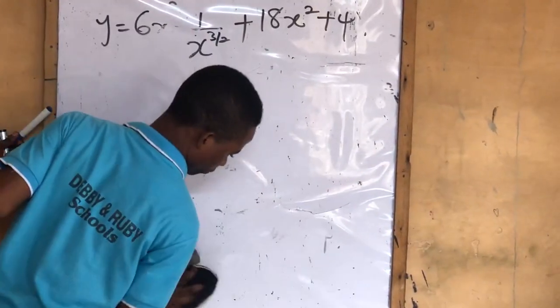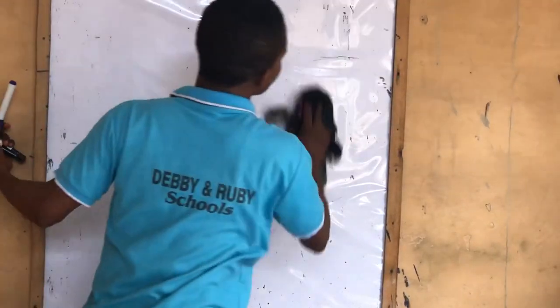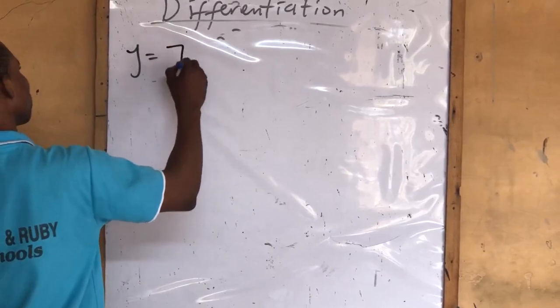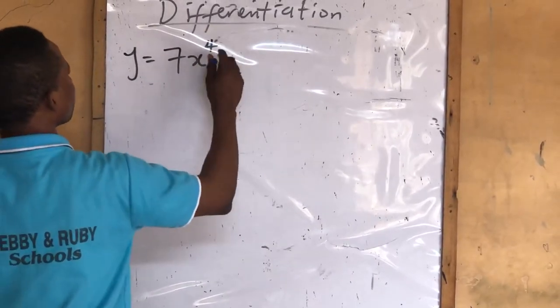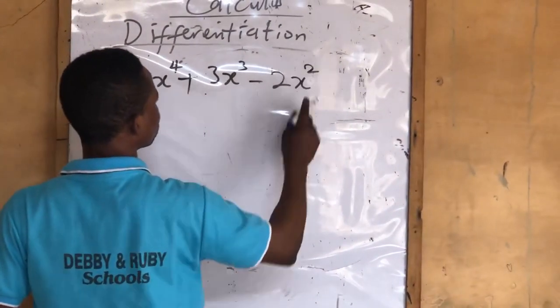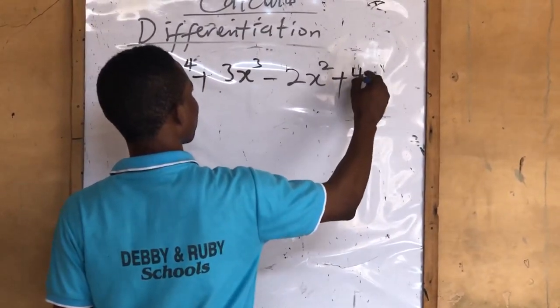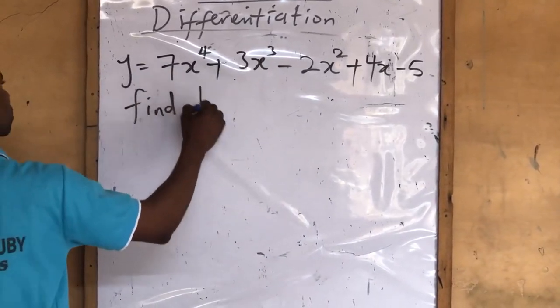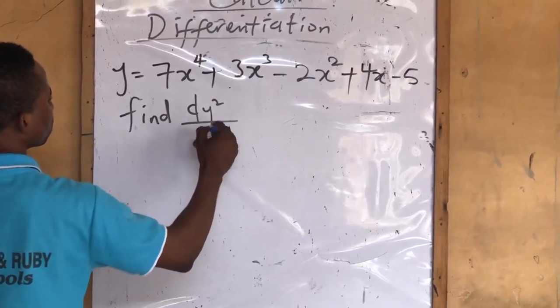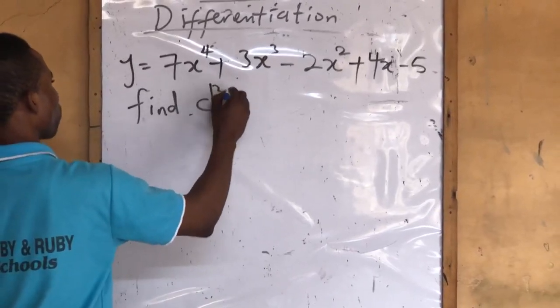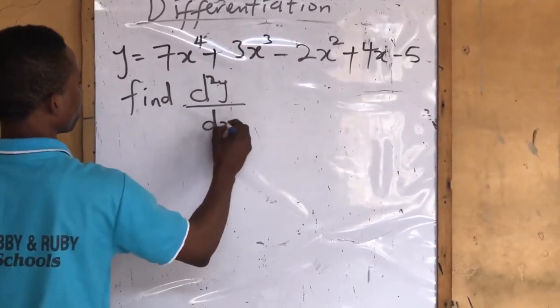Now, what if you are given something like this? y equals 7x raised to power 4 plus 3x raised to power 3 minus 2x squared plus 4x minus 5. Then I ask that find d squared y all over dx squared. Okay, sorry, they said find d squared y all over dx squared.